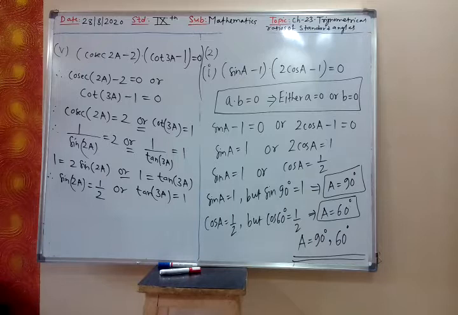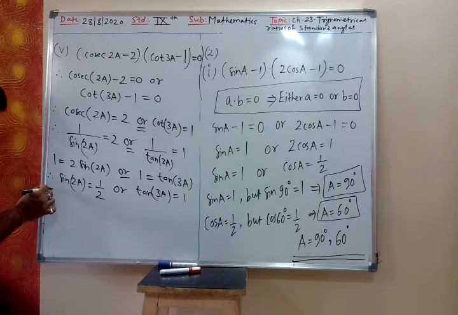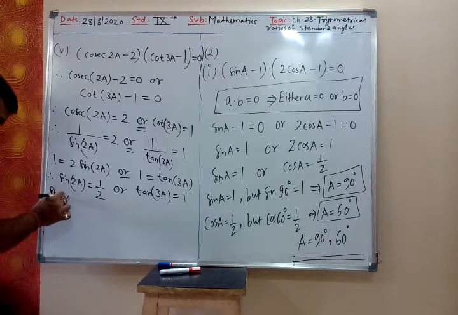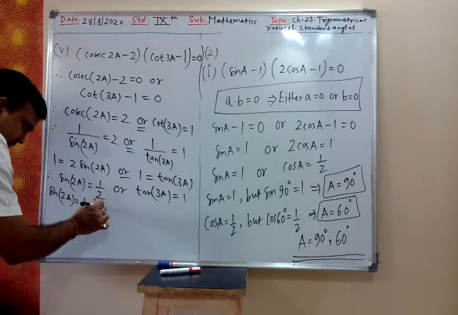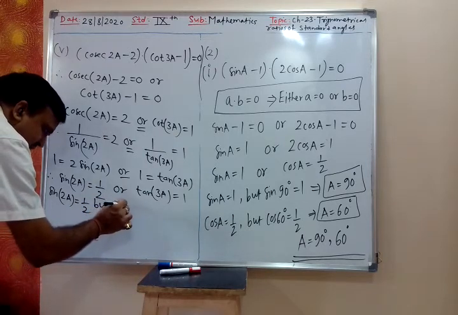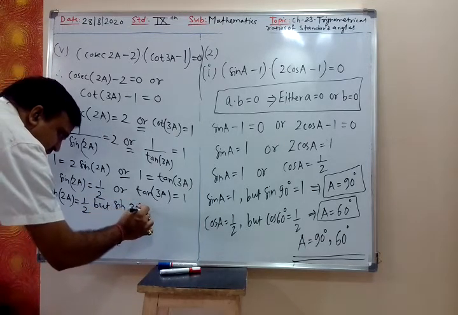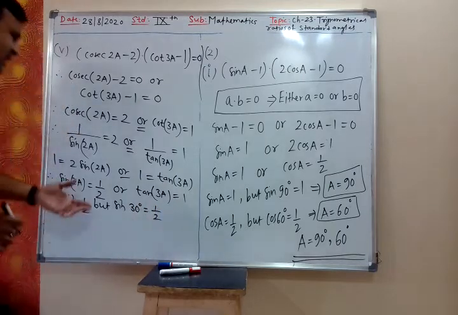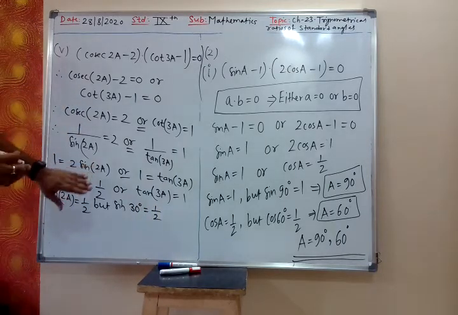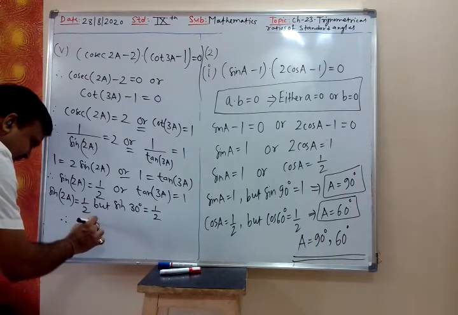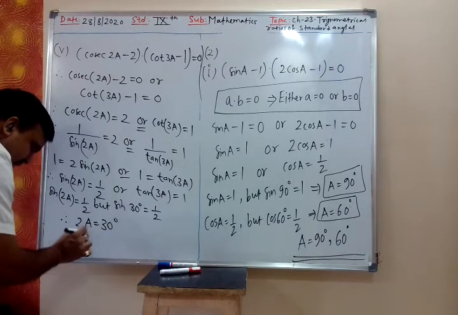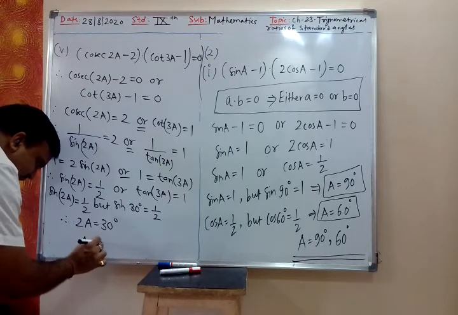Is it clear? So sine of which angle is half? Sine 2A is equal to half. But sine 30 degree is half, so that will give you 2A is equal to 30 degree, and that will give you A is equal to 15 degree.